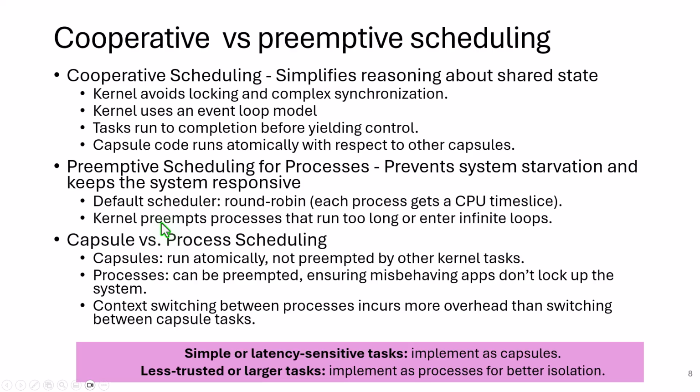And finally, we have the capsule versus process scheduling. In either of these cases, the capsules run atomically and they're not preempted by other kernel tasks. So the scheduling applies to the processes, not the capsules. The processes can be preempted using preemptive scheduling. But the downside of that is the context switching of running different processes preemptively: you have the overhead, and that slows things down.